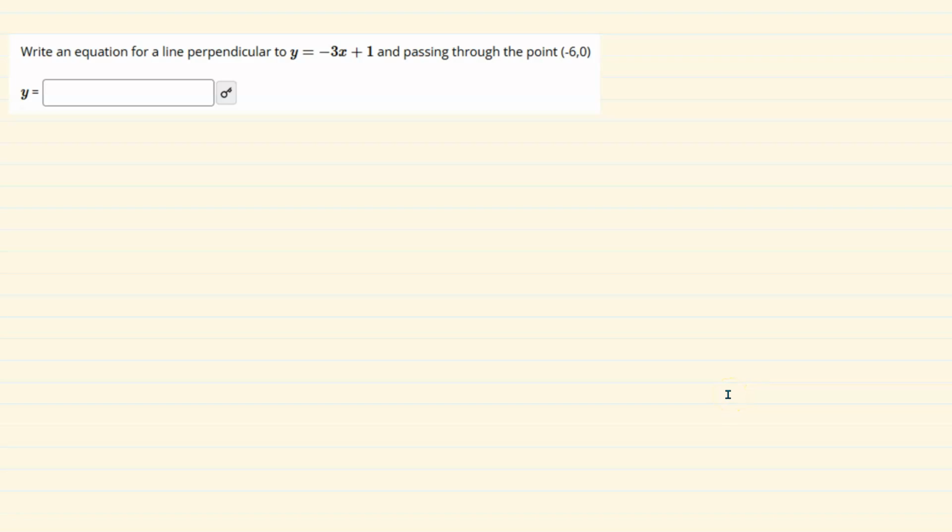We would like to write an equation for a line perpendicular to y equals negative 3x plus 1 and passing through the point (-6, 0). Okay, so some key things to point out here. First off, it's going to be perpendicular to the given line. And then it's also passing through (-6, 0).